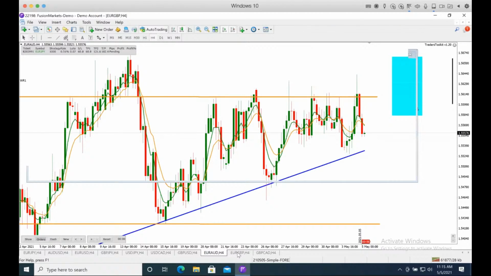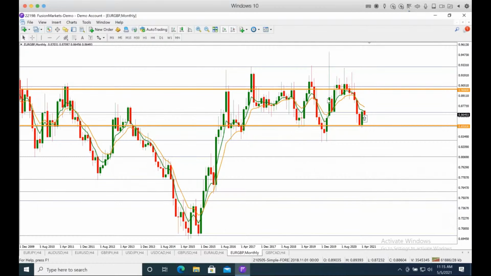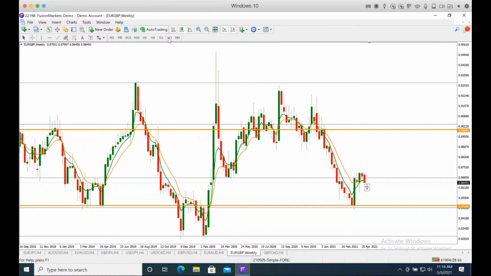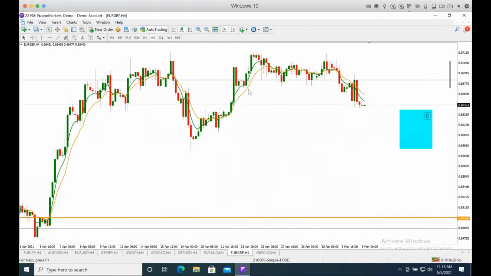The next currency pair I'm looking at is Euro GBP. So in Euro GBP, I'm actually looking for a long within this range. It's at the bottom of the range. So looking for a long on that. In terms of the entry, I'm looking for a pullback either to the bottom here or even closer to the horizontal line, and then looking for a long opportunity.